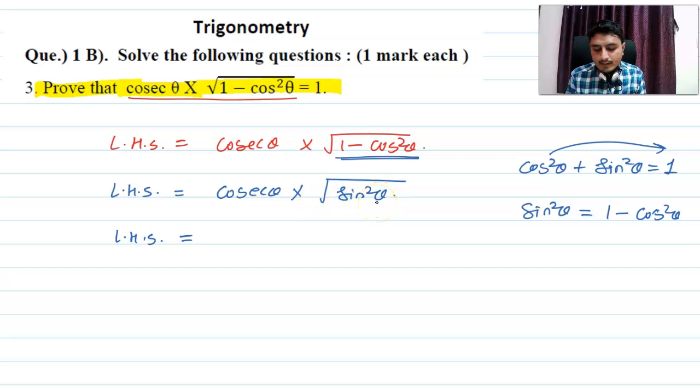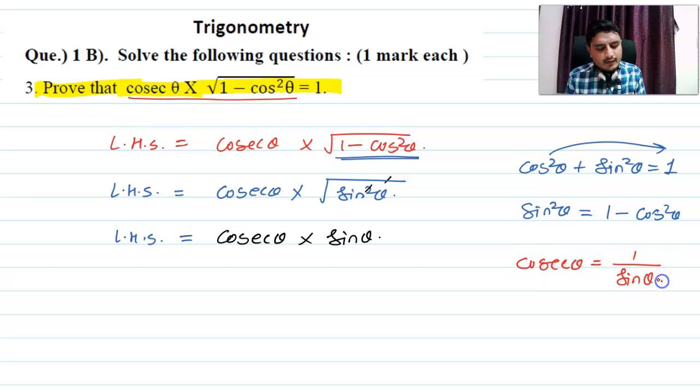Now here square and square root cancel each other, so the cosec of theta value into the square root of sin square of theta is sin of theta. Now we well know cosec of theta is the reciprocal of sin theta, meaning we can write cosec of theta equal to 1 upon sin theta.